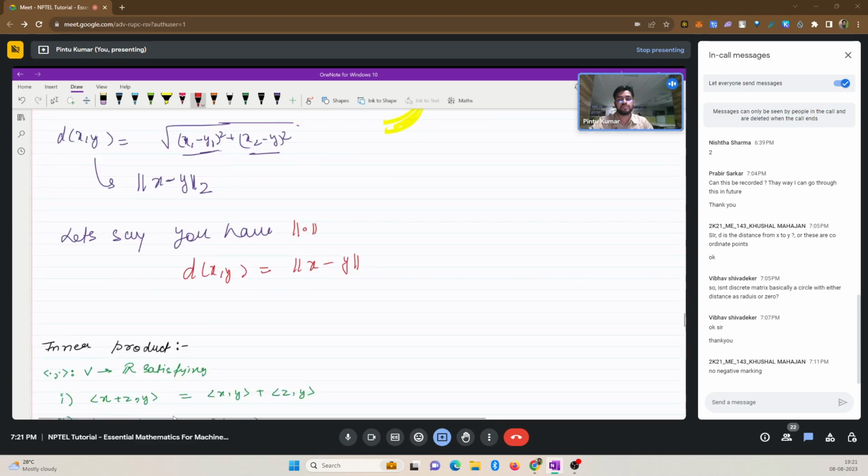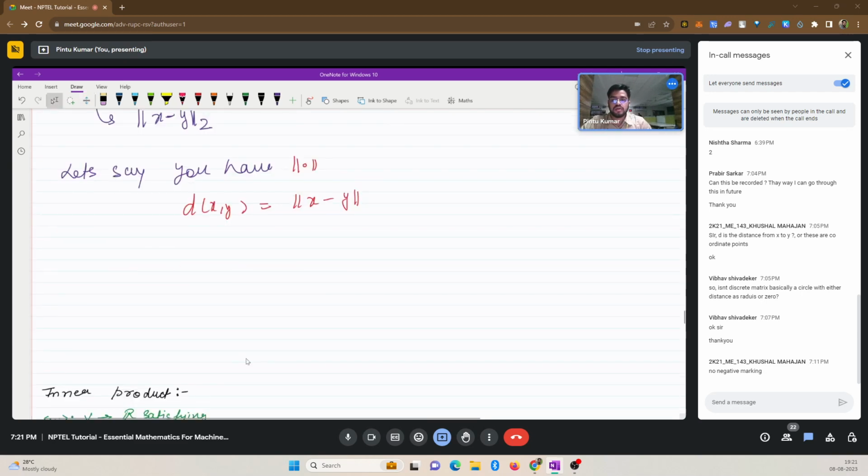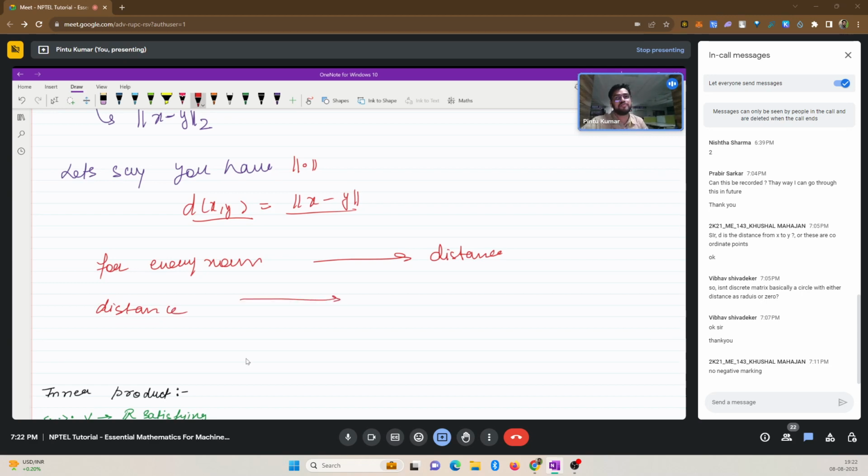Now there is one more question over here. For every norm, you have a corresponding distance. How do you obtain that? You just use this formula to define the distance between x and y. Now is the other way around true? So the question is, if you have any distance, is it always derived from a norm?